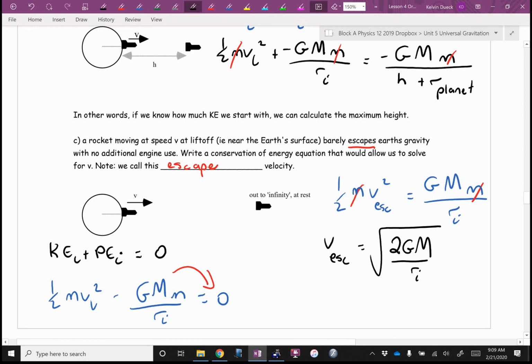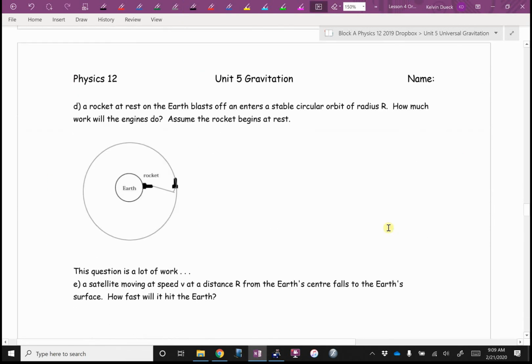As far as I'm concerned, I can ask you to find three things. I'll ask you to find escape speed, but I could give you the escape speed and say find R initial, or I could give you both and say, how heavy is the planet that we're leaving? Get big M by itself. Why wouldn't I ever ask you to get big G by itself? Yeah, it's 6.67 times 10 to the minus 11, okay? Next.